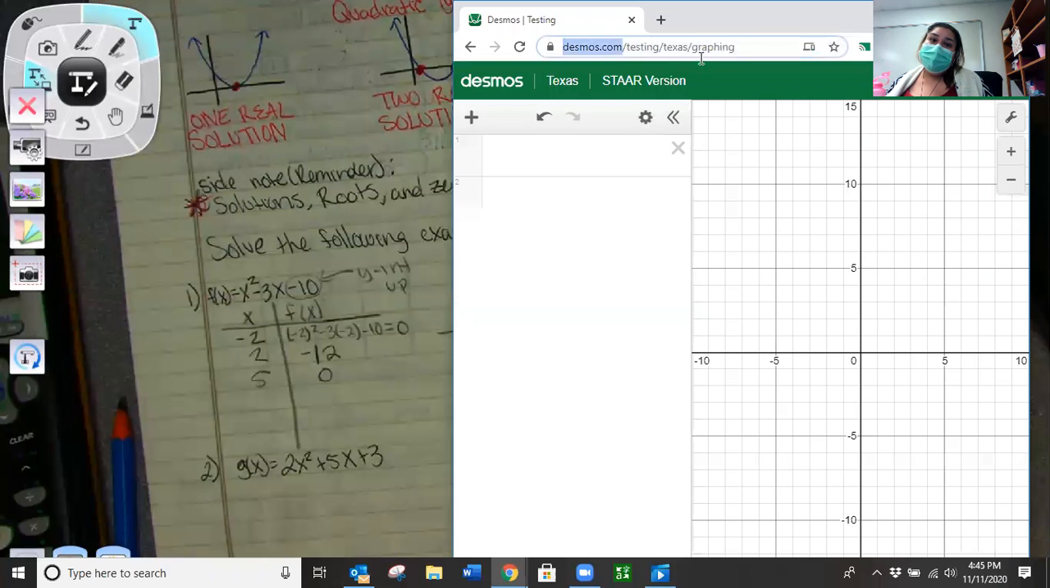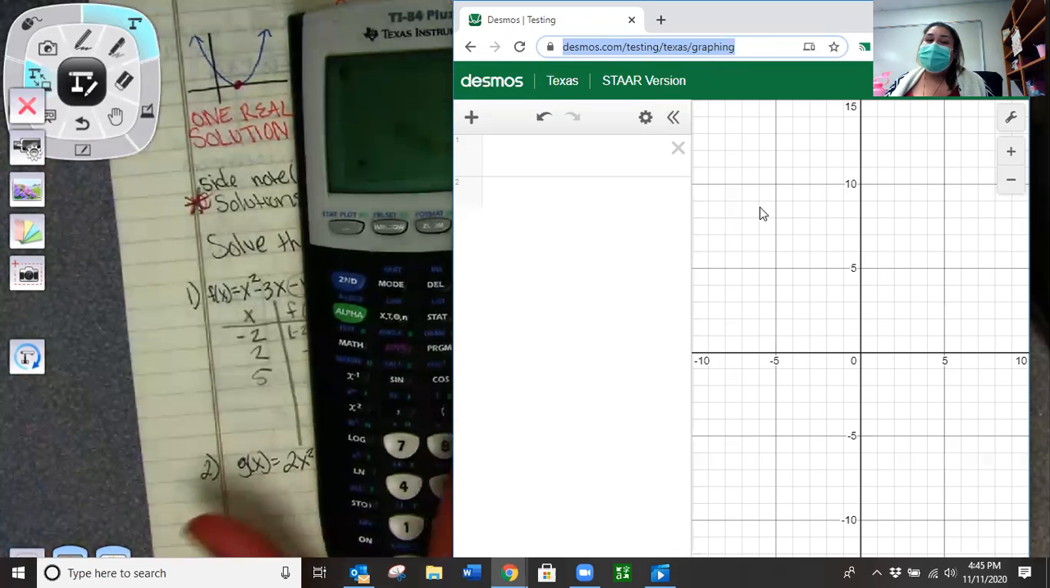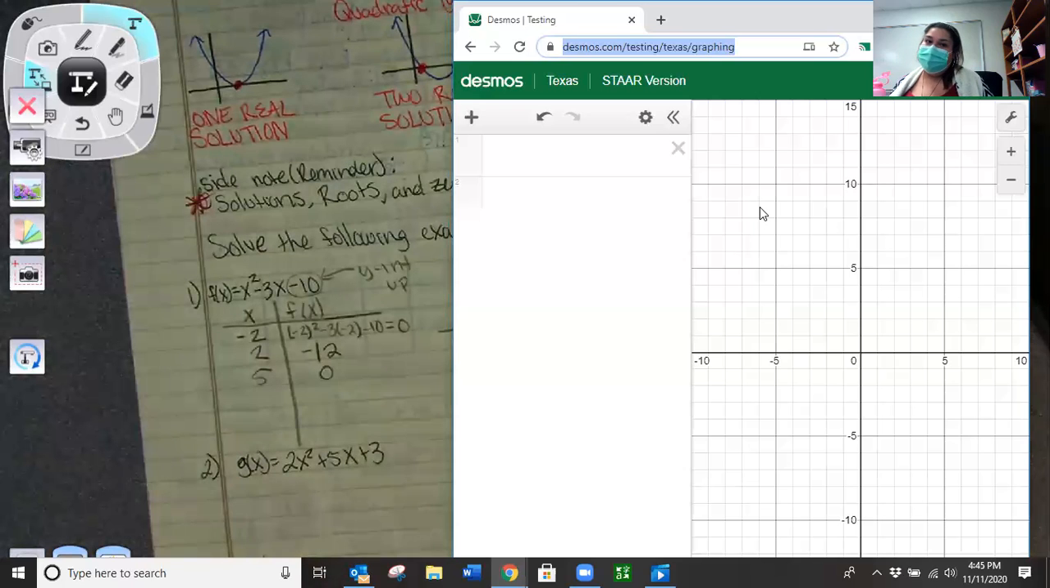So the web address is desmos.com/testing/Texas/graphing. So Desmos Texas STAAR version. This is probably the closest thing that you can get to this calculator. And even then, I think this calculator might do a little more. But anyway, if you want to get used to using something that's a little bit more reasonable for you to use, I'd probably use this instead.